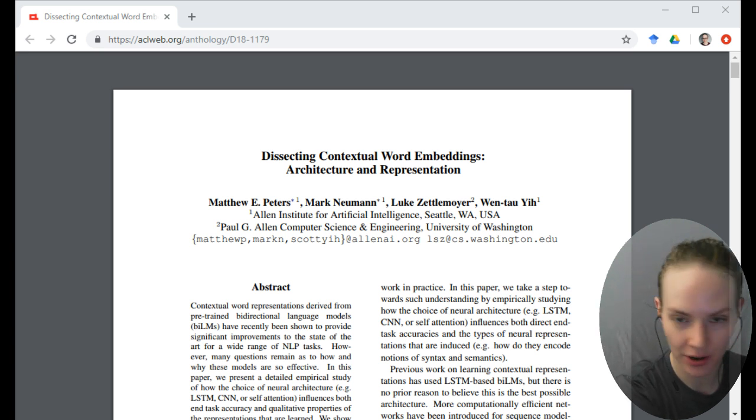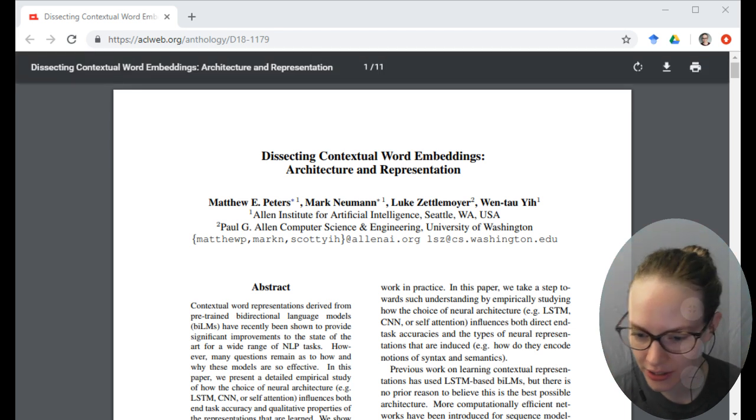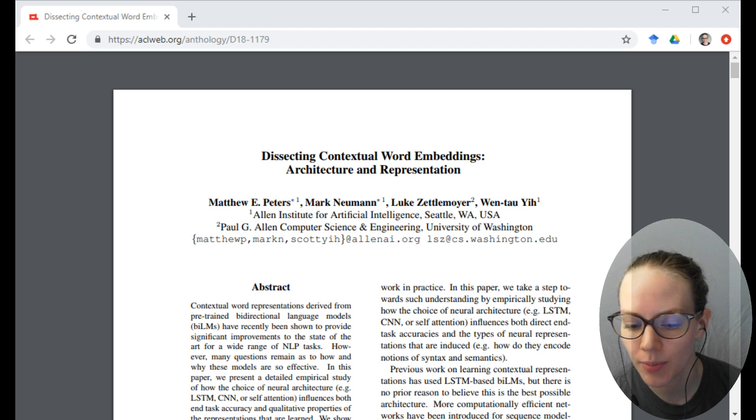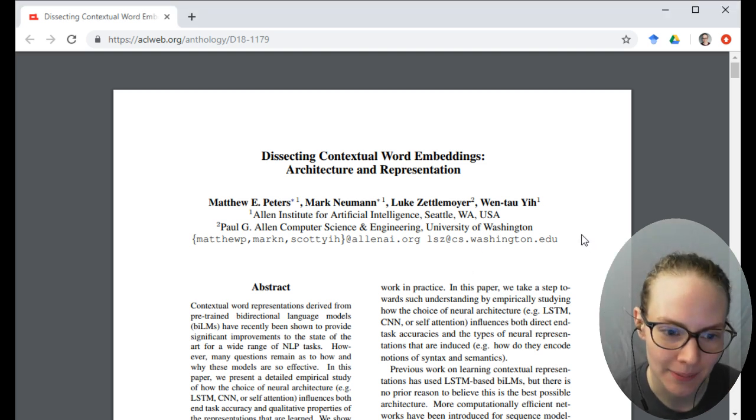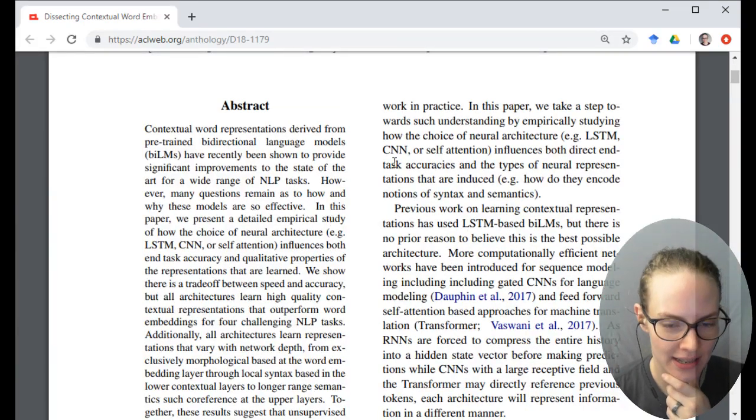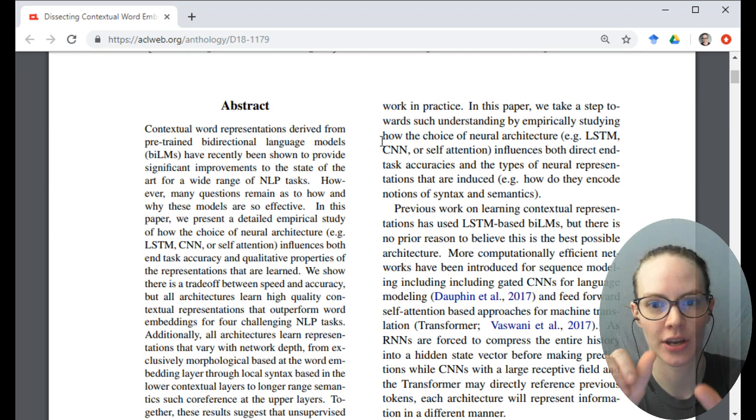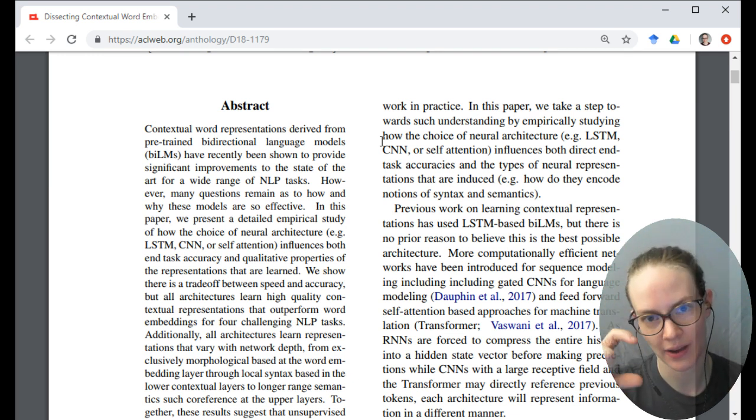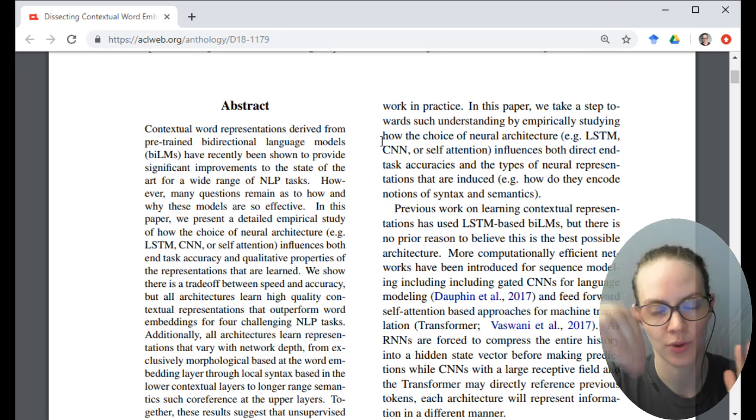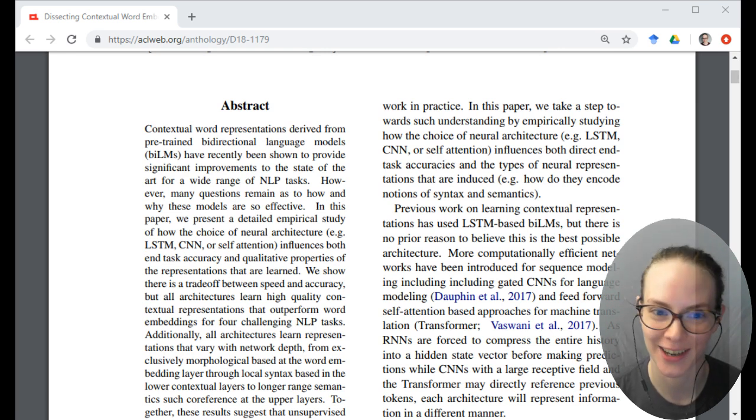And get back into the reading club. So we've been reading about contextual word embeddings, which are word embeddings that are taken from language models. So they consider the whole sentence that the word was found in as a sequence with ordering, and not just a bag of words.